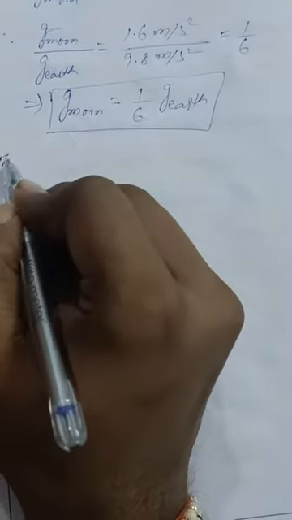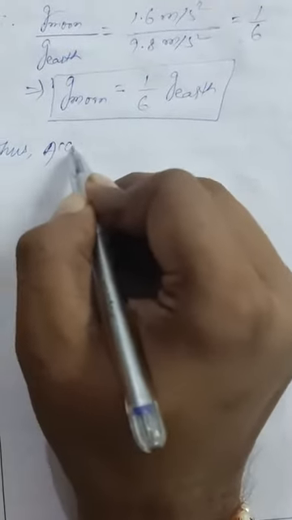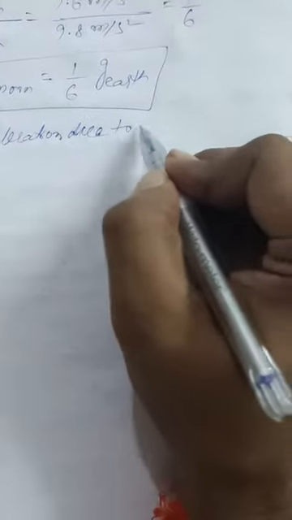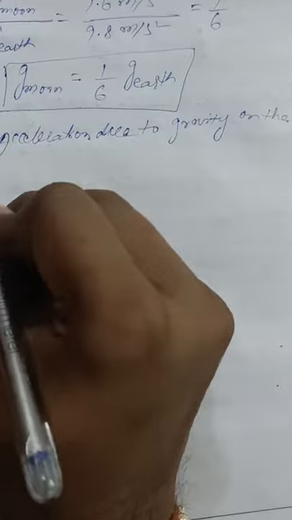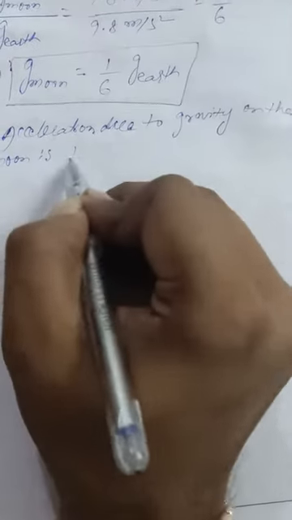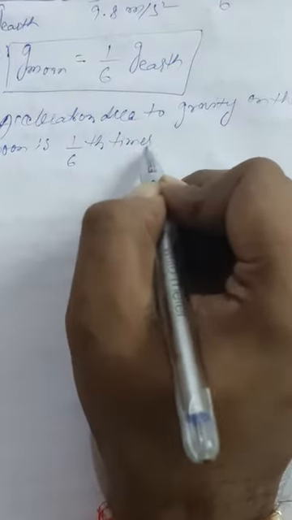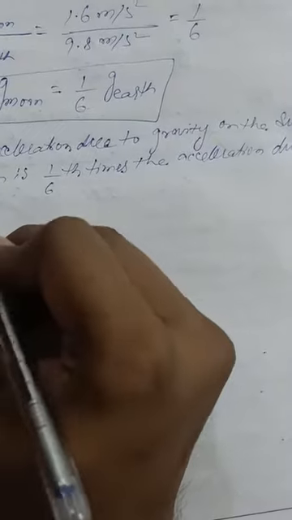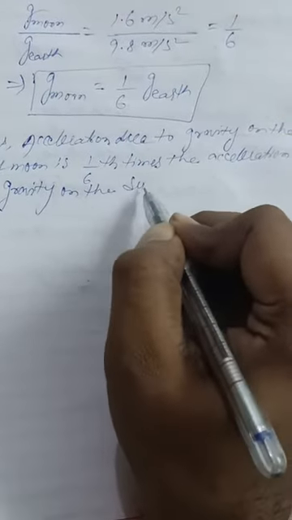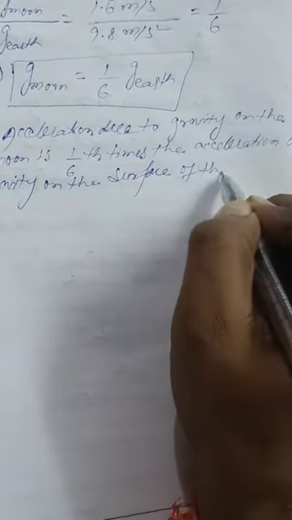So we write down next: the acceleration due to gravity on the surface of the moon is 1/6 times the acceleration due to gravity on the surface of the Earth.